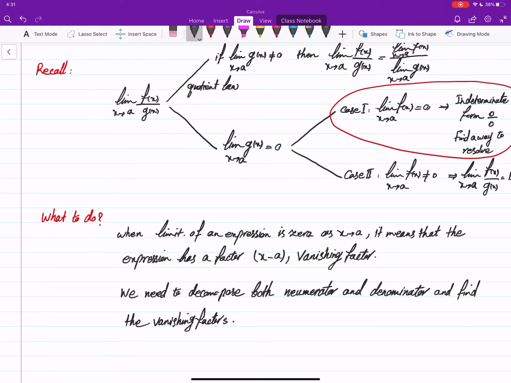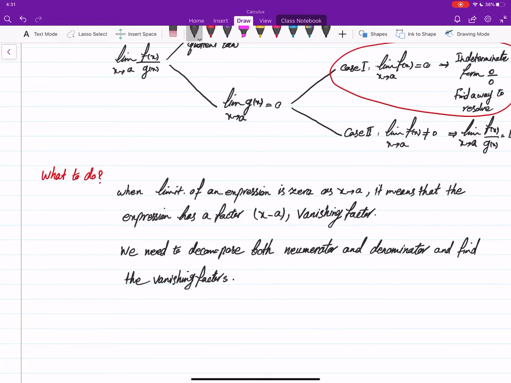When you have the vanishing factors, both in the numerator and the denominator, you can cancel them, and then you will have a non-zero limit either in the numerator or in the denominator. So let me continue. Find the vanishing factors and cancel them before finding the limit or evaluating the limit. So first, if you have 0 over 0 form, it means that you have an x minus a factor in the numerator and an x minus a factor in the denominator. You have to find them, cancel them, and then find the limit.